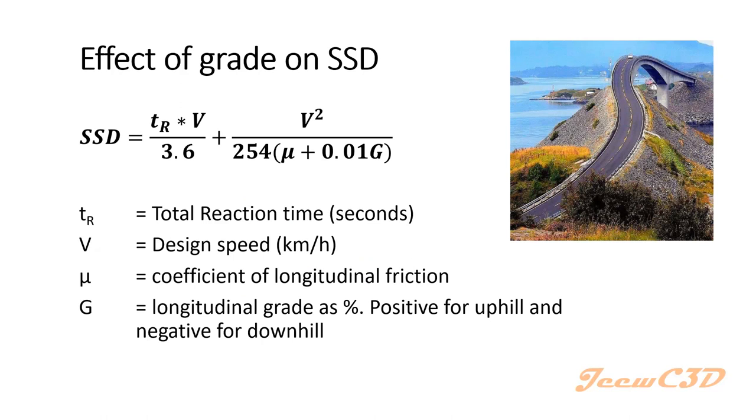Then, the previous equation for stopping sight distance is for flat ground. That means the road is flat for that equation. But generally we come across graded ground. That means the road has slopes. Like here, this road is coming along a slope. It is going upward if the vehicle is going this way. If it is coming in this direction, it will be coming downward. So we can modify the equation according to the grade of the road.